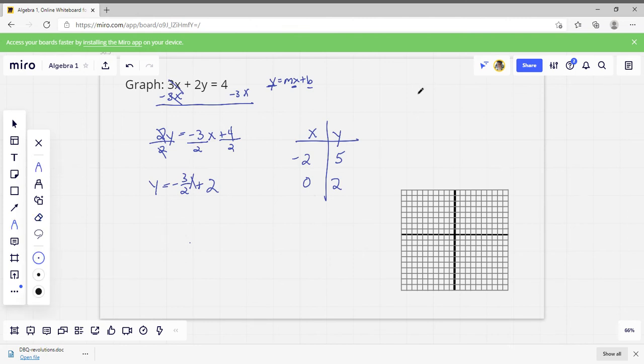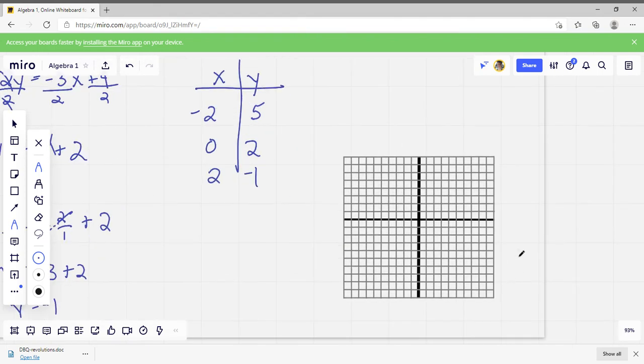All right, let's try 2. Y equals negative 3 over 2 times x, and I'm saying that x is 2 right there. So times 2 over 1, plus 2. Those cancel, and I get y equals negative 3 plus 2, which would be y equals negative 1 right there. Alright, now I have enough to graph this.